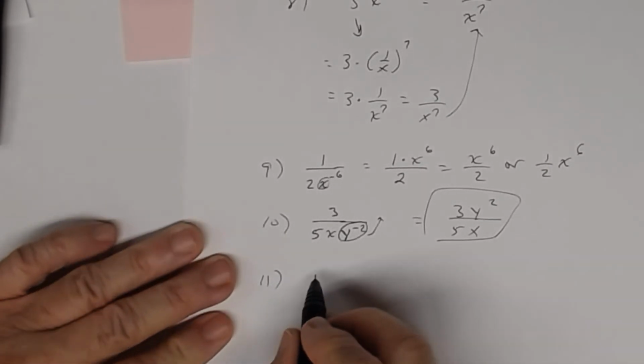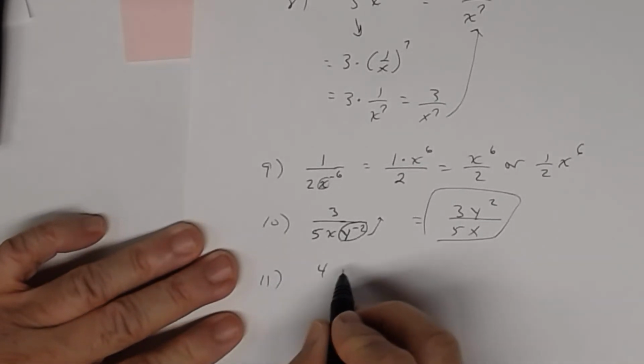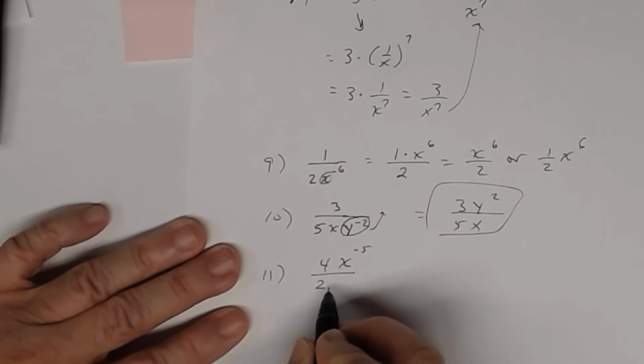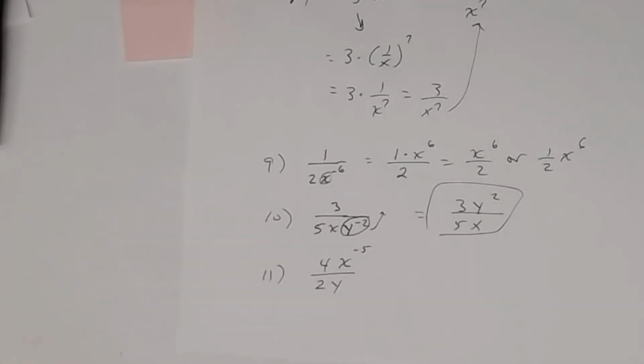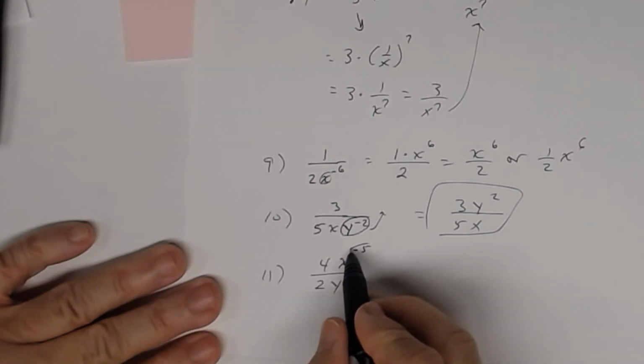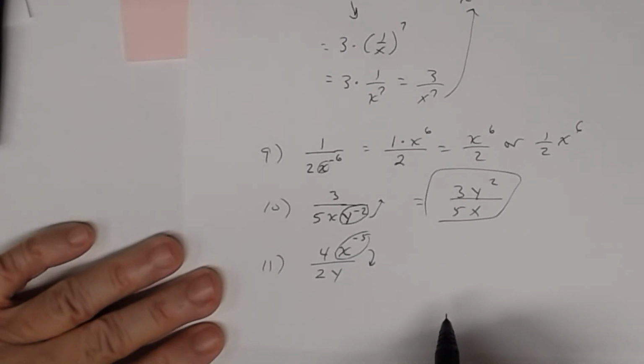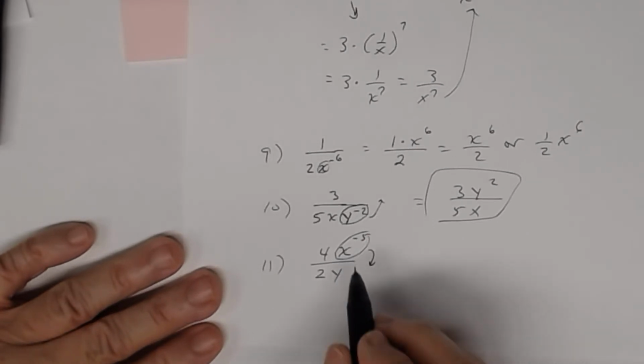Okay, 11. Let's look at 11. What if you had 4x to the negative fifth power divided by 2y? What's the only thing being raised to the negative power? The only thing being raised to the negative power is this x. So that's the only thing you're going to bring, this expression, to the denominator. It's in the numerator, you're going to bring it to the denominator.